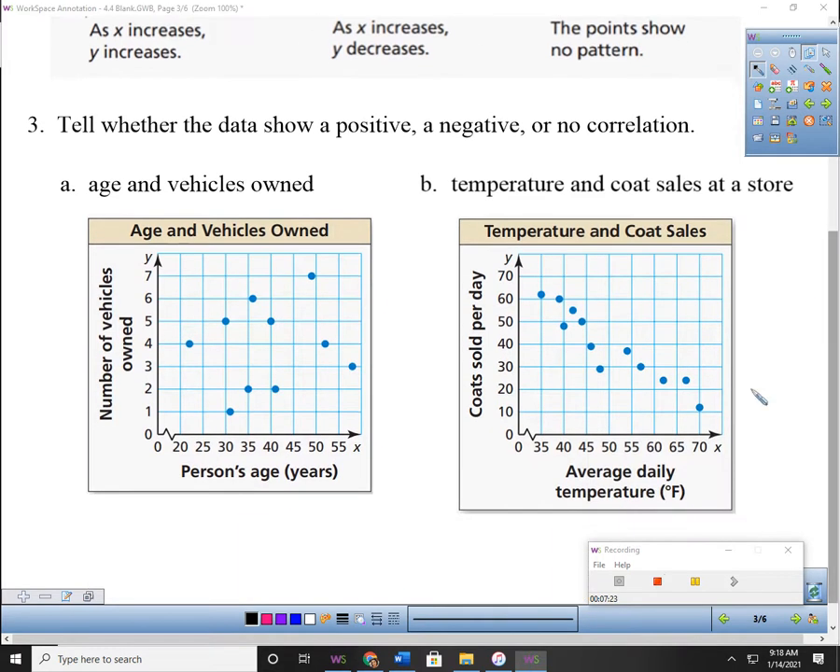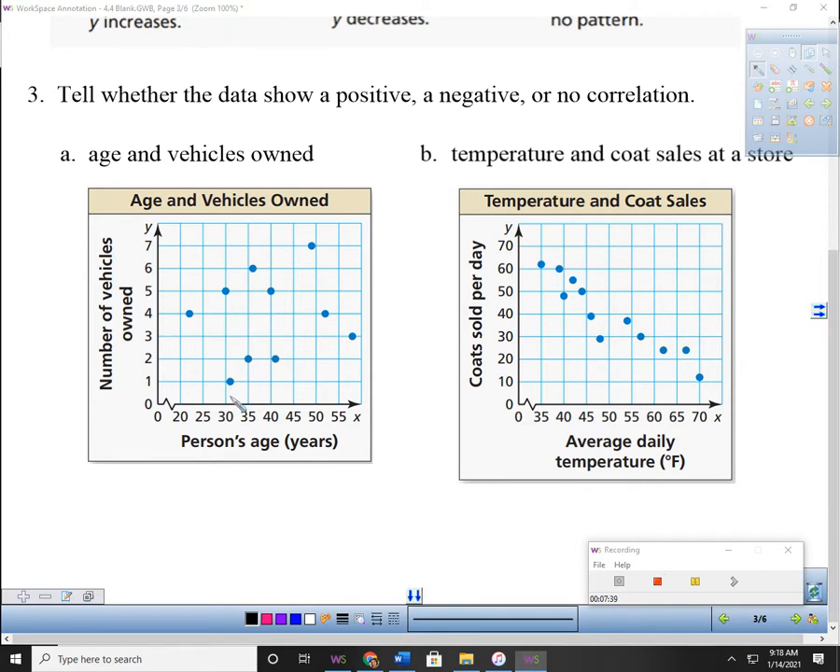Number 3, we're going to tell whether the data show a positive, a negative, or no correlation. So down here we have a person's age, and then we have the number of vehicles they have owned. So do we have a positive correlation, a negative correlation, or no? Okay, these are all over the place, right? I mean, you can't tell if they're going up or down. So that would be no correlation. So in other words, what they're saying is a person's age and the number of vehicles they owned, they don't have anything to do with each other.